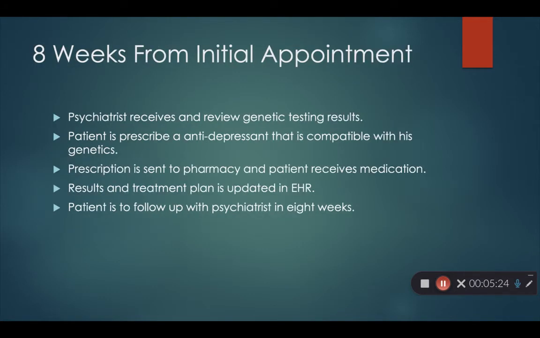8 weeks from the initial appointment, the psychiatrist receives the genetic testing results. The patient is prescribed an antidepressant that is compatible with his genetics. The prescription is sent to the pharmacy and the patient receives the medication. Results and the treatment plan are updated in the electronic health record. The patient is to follow up with the psychiatrist in 8 weeks.